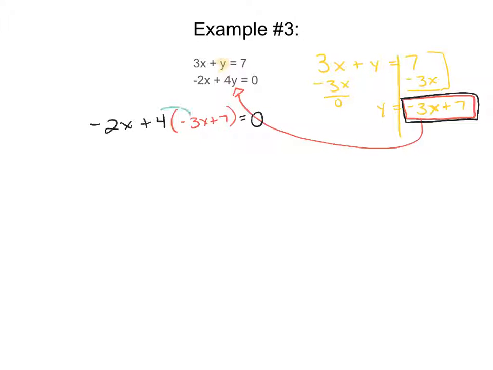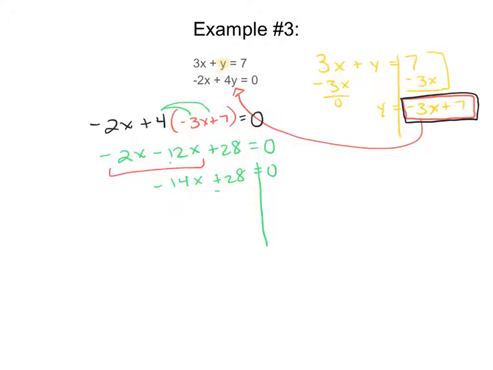And now I'm going to distribute and solve my equation. That'll give me a negative 2x plus minus 12x, because 4 times negative 3 is a negative 12, plus 28 equals 0. Again, we're going to look for our like terms, which we can find right here. So that would give me a negative 14x plus 28 is 0.